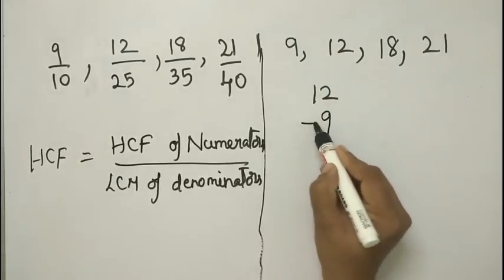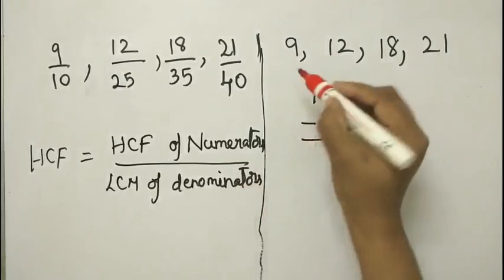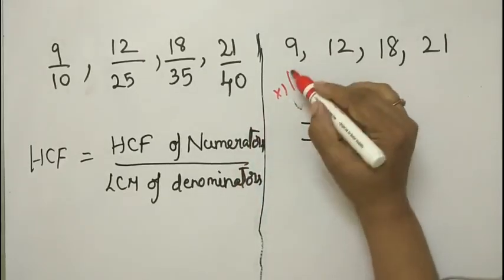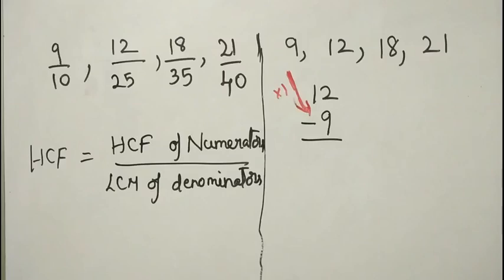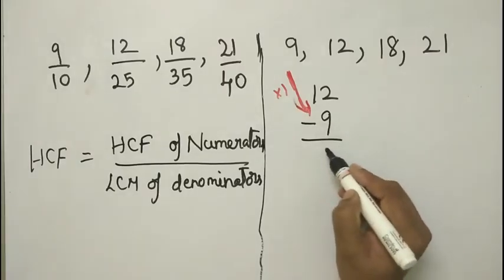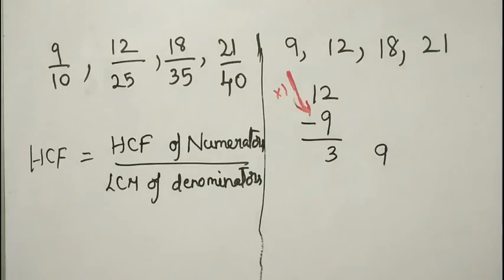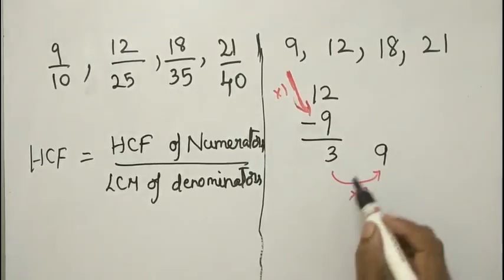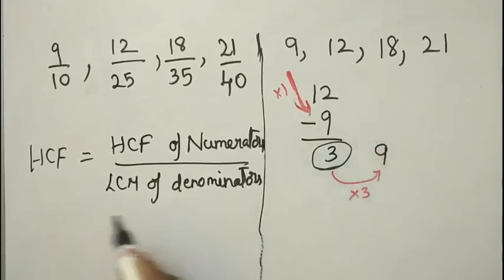Is it not? So subtract, that is, I am multiplying into 1. Okay. I am writing the value here and subtracting. So 12 minus 9 is 3, and write down here 9. 3 into 3 is 9. Is it not? So here the calculation closes. This becomes the HCF of numerators. So the HCF of numerators is 3.